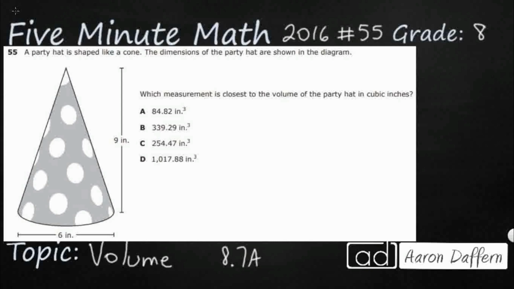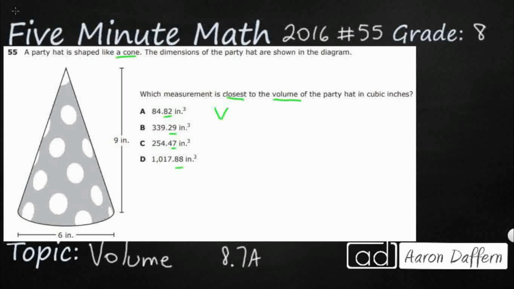So we've got a party hat shaped like a cone, and we've got the dimensions. We've got a 6-inch diameter, and a 9-inch height. We simply need to find the volume. Now we're going to need to find the measurement that's closest to the volume. So it looks like we're going to round to the nearest hundredths place, because I see each of our answer selections just go to 2 decimal places, and that's just fine. So what is our volume?